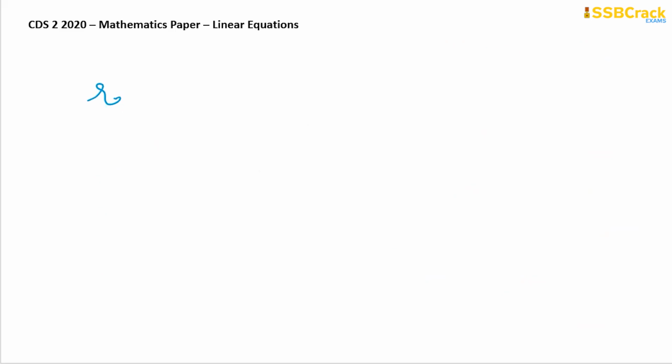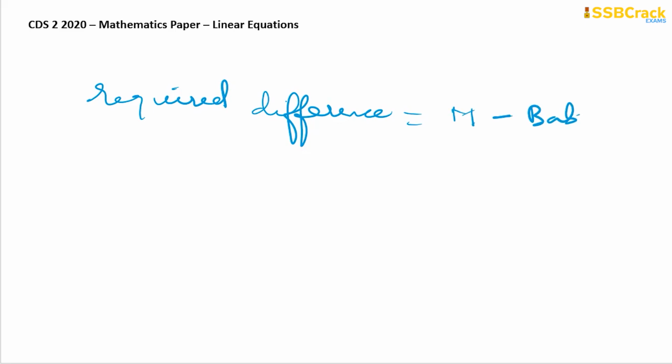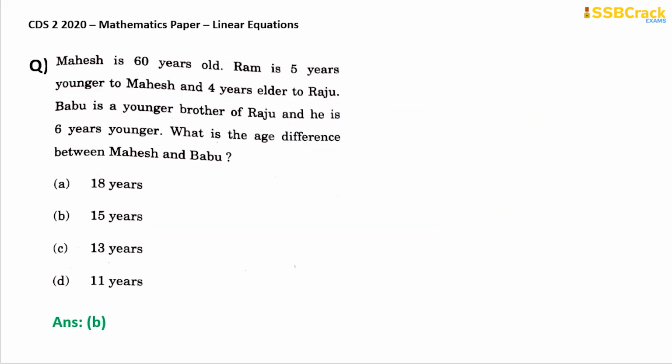Let's write the required difference then. The required difference is the difference between the age of Mahesh and the age of Babu. But to arrive at the age of Babu, we followed the step by step instructions in the question, isn't it? So, what are we getting then? Required difference, Mahesh's age minus Babu's age, right? Mahesh's age was given to be 60. Babu's age we obtained to be 45. So, the required difference is 15 years. And hence, the right key for this particular question was option number B.